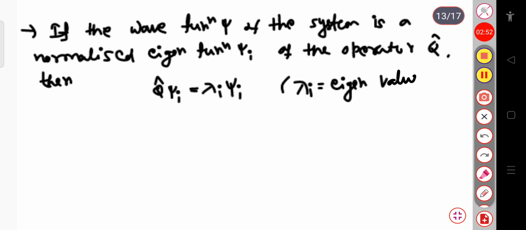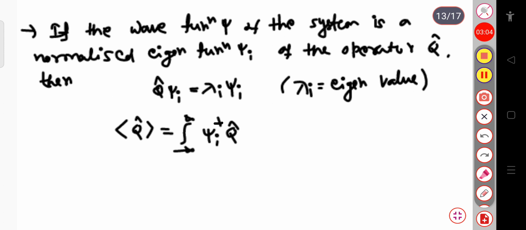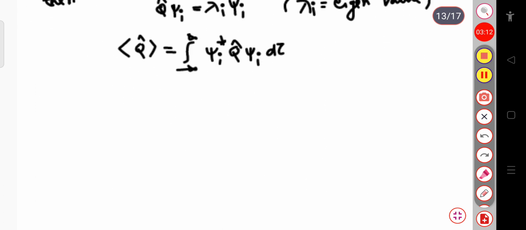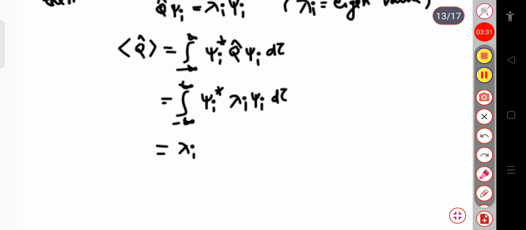Okay, so here the expectation value of this Q cap is equal to the integration from minus infinity to plus infinity of psi i star Q cap psi i d tau. When Q cap operates on psi i, it will give the eigenvalue lambda i. So this will be the integration of psi i star lambda i psi i d tau. Or if I take this lambda i out of the integration, then this will be lambda i times the integration from minus infinity to plus infinity of psi i star psi i d tau.